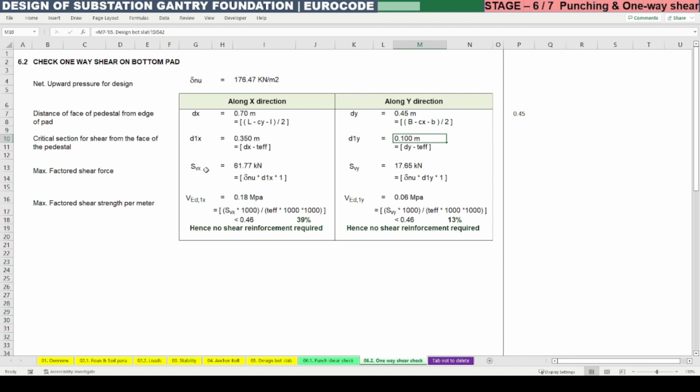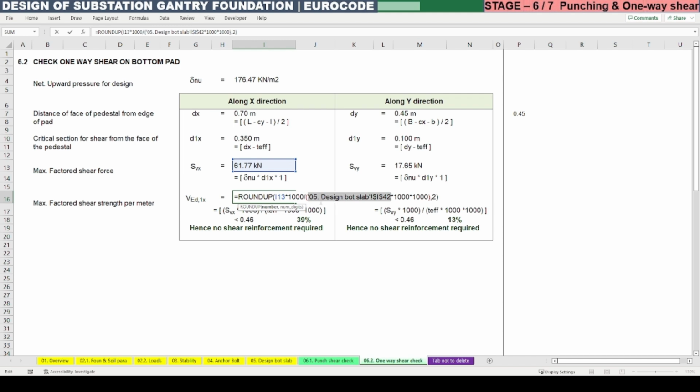And SVX is the factored shear force, that is in the SLS load combination we have considered. This one we need to consider per meter. So we are multiplying this net upward pressure into d1x into 1 meter. Similarly for SVY, the maximum shear force in the Y direction, we are doing the same. And for the shear strength per meter, we are dividing this by the effective thickness.